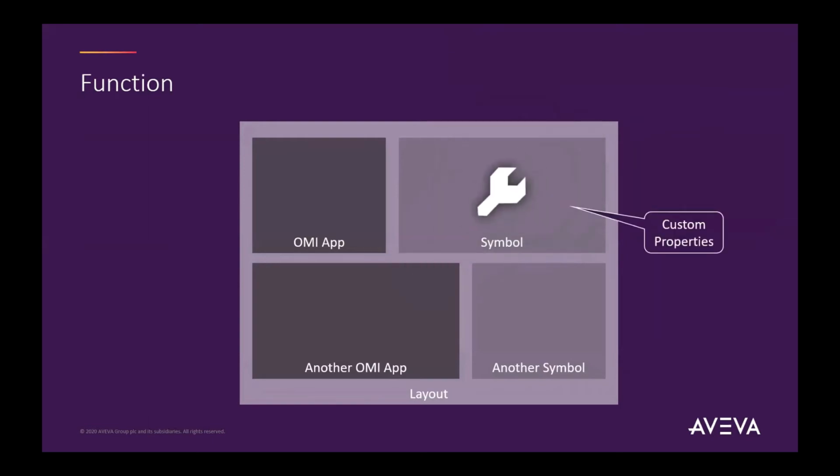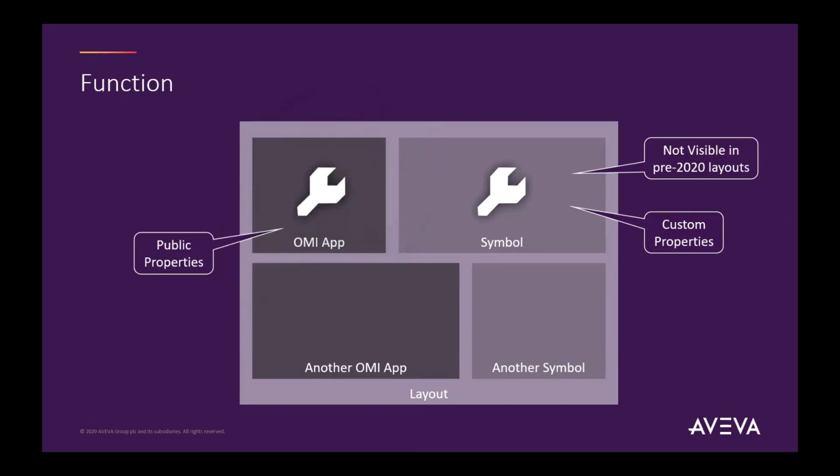Now, if I put down a symbol in one of these panes, the symbols have custom properties, kind of variables that you can use to touch the symbol and make it perform certain animations. But these things are not visible inside the layout before 2020 anyways. OMI apps have public properties, and the developer of the app, so these will be things like the map app or the trend app or the alarm app, can choose to expose some of these properties. So some of the properties in these OMI apps are exposed in the layout, and you can attach them to different variables and attributes inside the system.